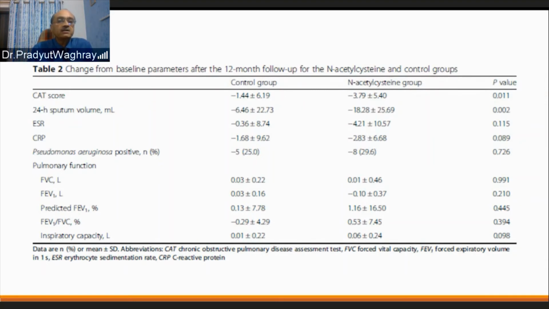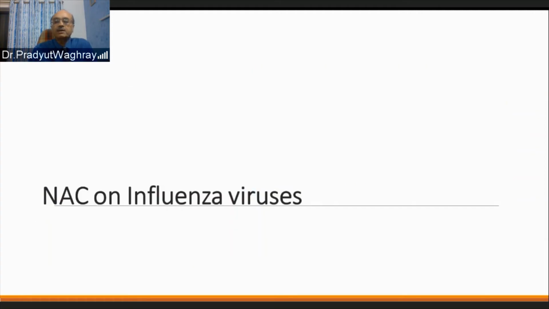If you see the parameters, the CAT score improved significantly in the NAC group. 24-hour sputum volume production in these patients of bronchiectasis got reduced. Their inflammatory markers like ESR and C-reactive protein were reduced, were improved. And the incidence of Pseudomonas aeruginosa infection, which was found to be frequently positive in the control group, was also reduced in the N-acetylcysteine group. And there was an overall improvement in the lung functions as well. So the NAC was found to be much useful even in bronchiectasis exacerbations.